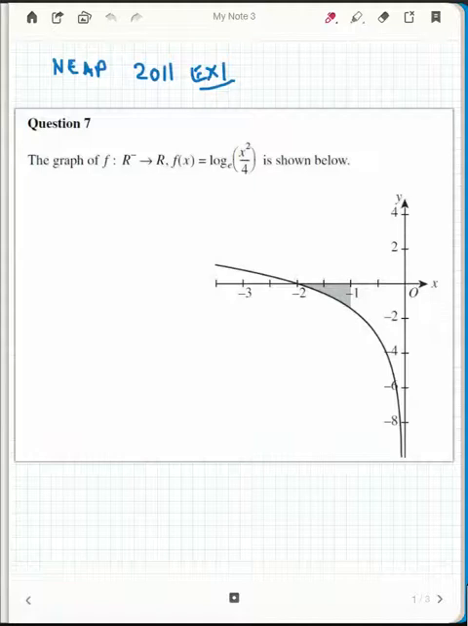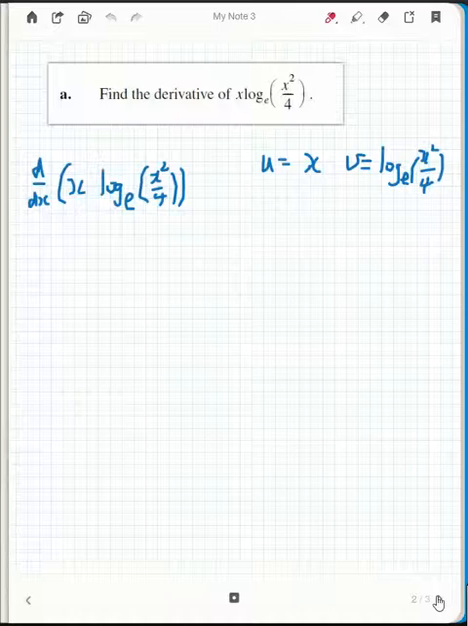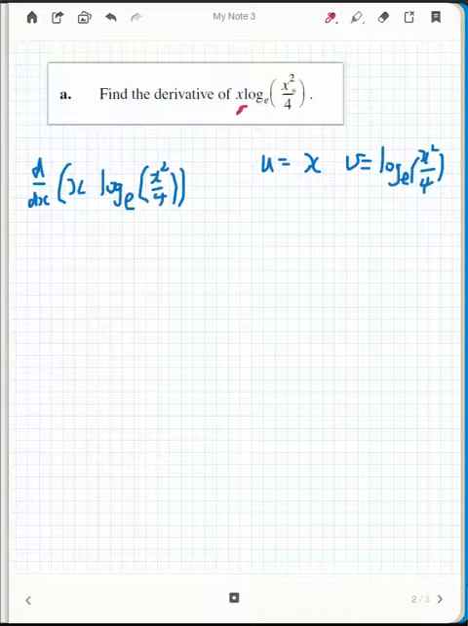It has a domain which has negative values, and f of x equals log base e of x squared divided by 4. And you'll notice that the area is from -2 to -1. Okay, part A says find the derivative of x log base e of x squared divided by 4. Okay, I can recognise that that's going to be a derivative of the product rule, because I have an x and I've got another x and they're being multiplied.